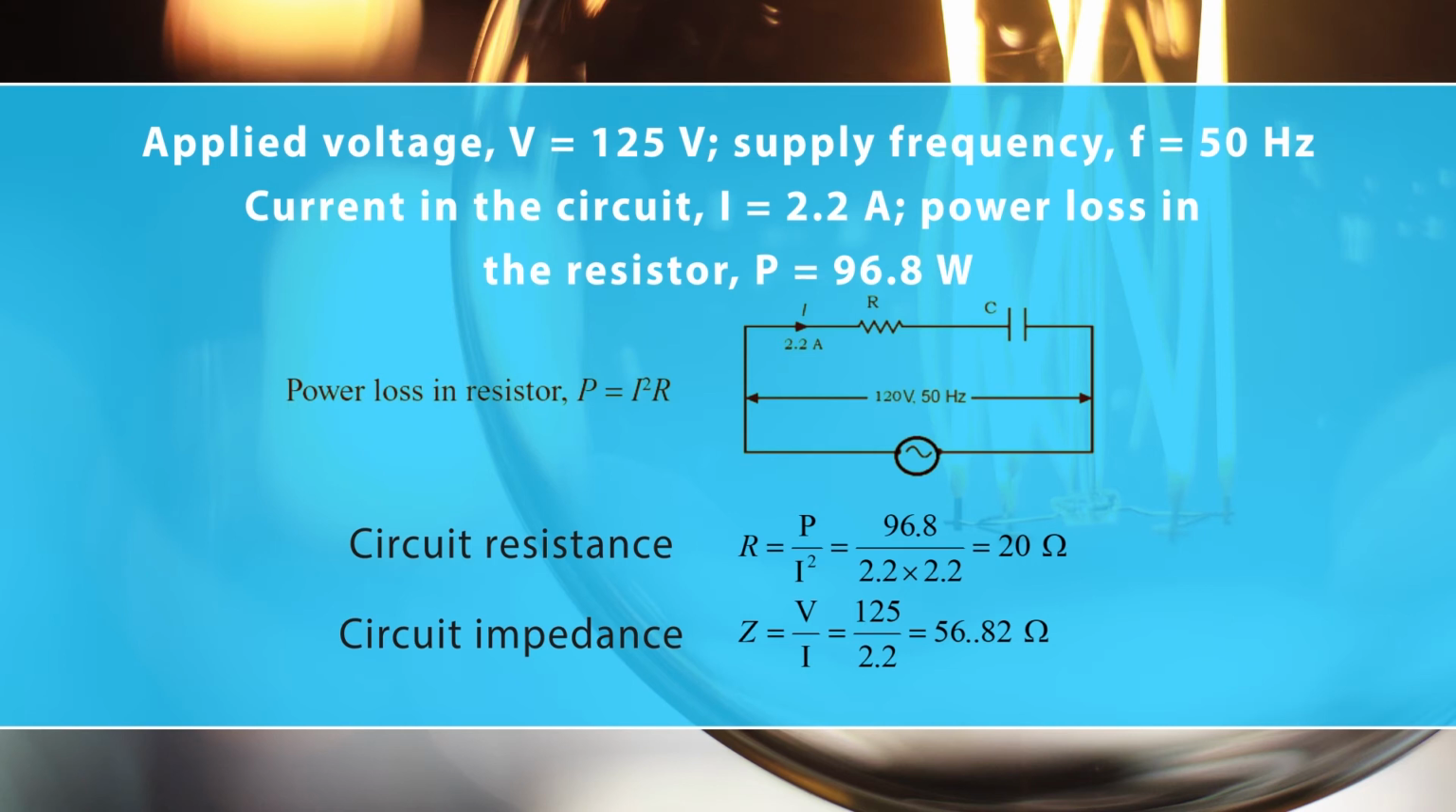Now you have to find out the circuit impedance. How can you calculate the circuit impedance? It can be written as voltage divided by current. So value of voltage is already given, that is 125 volt, and value of current flowing through this RC circuit is already given, that is 2.2 ampere. Now you put the value of voltage and current in the equation, that is Z equal to V upon I. So it comes 56.82 ohm.